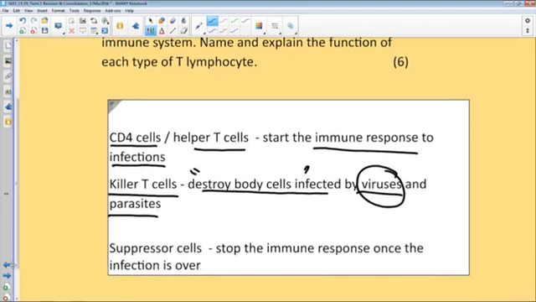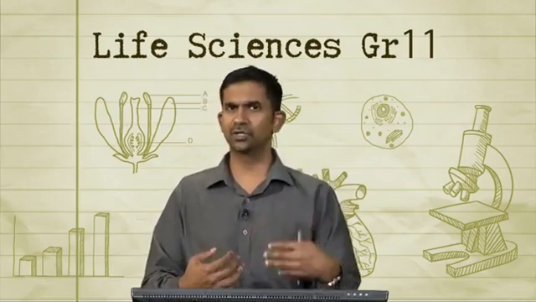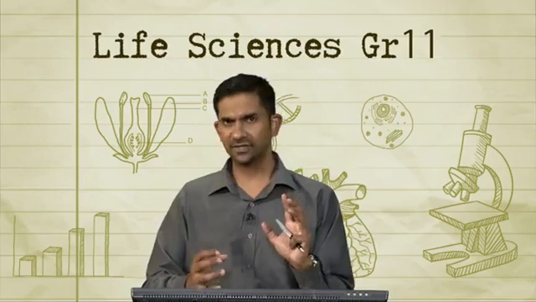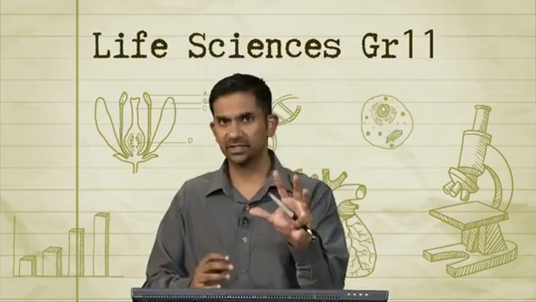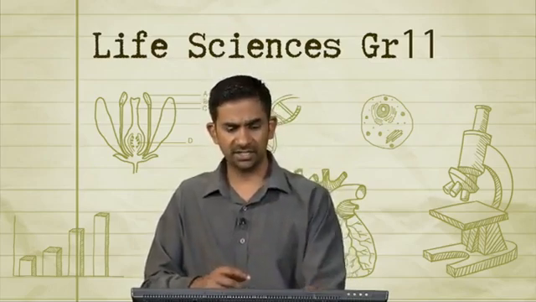Then you have a group of cells called suppressor cells, and these stop the immune response once the infection is over. And often, guys, there is identification, there is the immune response, and then there is the weaning off of the immune response, because your body cannot constantly produce soldiers or antibodies against a specific infection. So the first part of the immune response is to recognize and identify. The second part is to destroy, and that is done with your killer T cells, as I explained there.